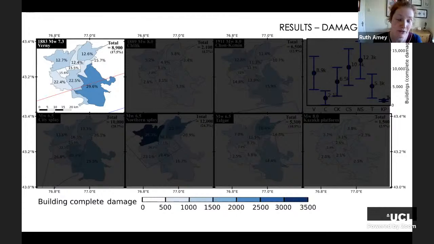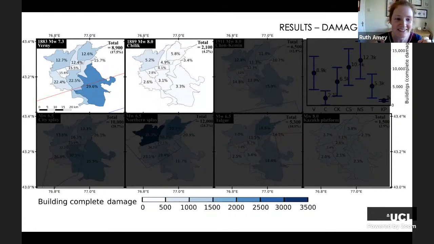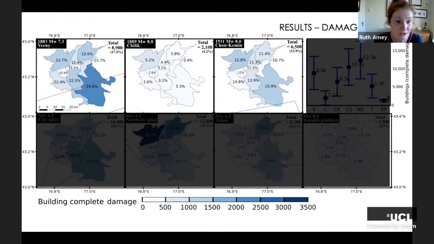Here I'm showing you the city districts in Almaty, and the blue colour indicates the number of buildings that show complete damage. So if you click twice, these are the three historical examples. And as you can see, compared to 100 years ago, the population of Almaty has grown significantly. So if any of these events were to have happened today, you're looking at thousands of buildings being completely damaged.